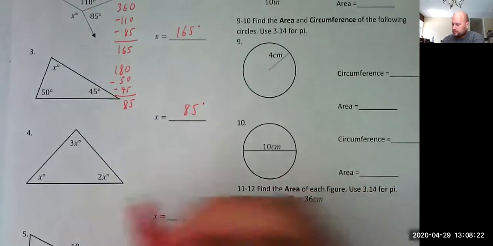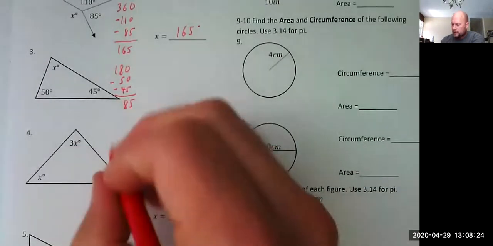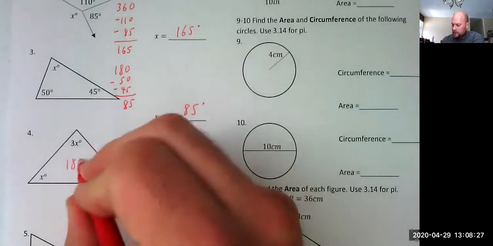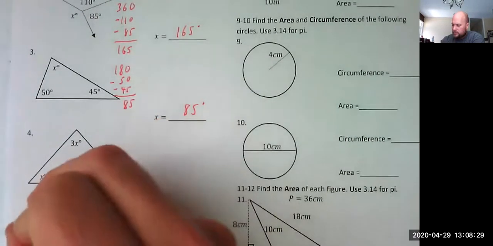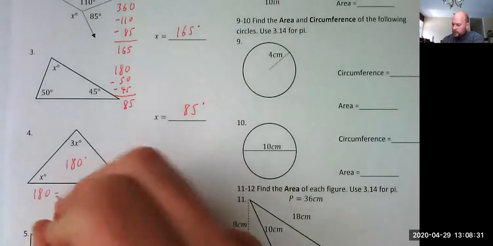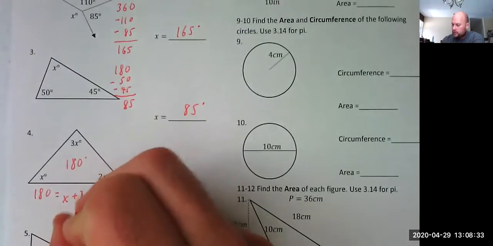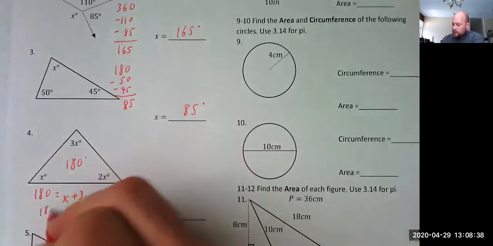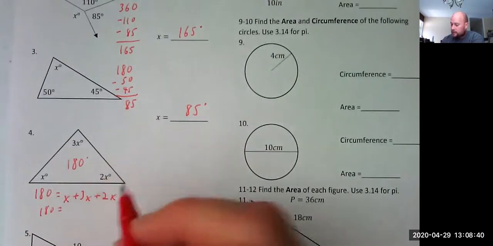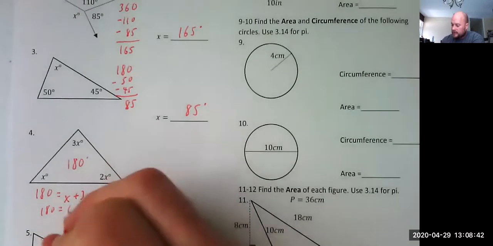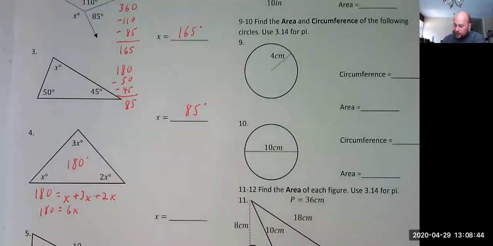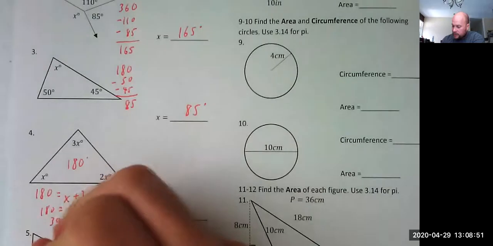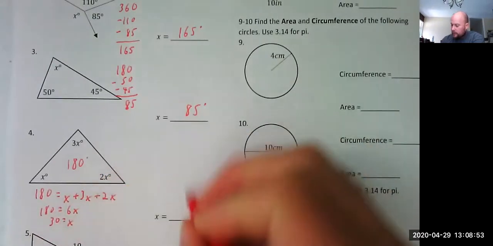Number 4, we have 3 angles. Similar to the last problem, we know that all of these have to add up to 180 degrees. This one's a little bit more algebraic, so it's requiring a little more work. We have 180 equals x plus 3x plus 4x. That's a total of 6x. Divide off 6, so 180 divided by 6 is going to give us 30 for x.